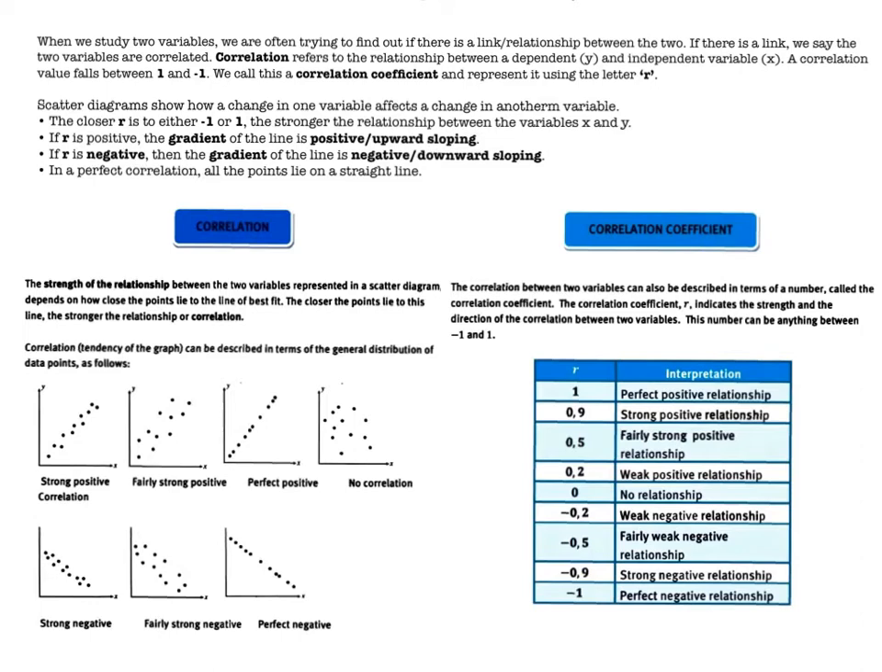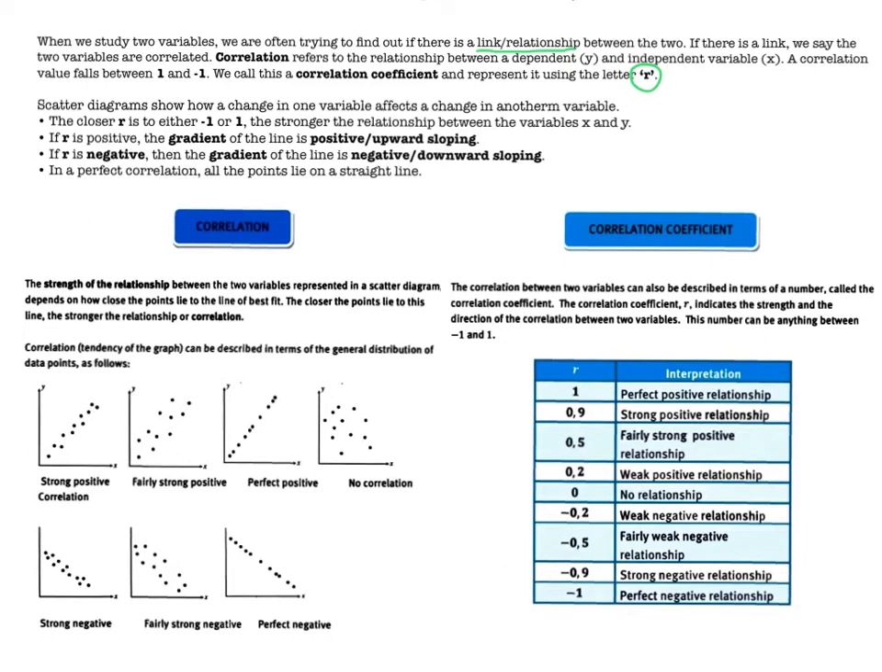When we study two variables, we're often trying to find out if there is a link or relationship between the two. If there is a link, then we would say the two variables are correlated. Correlation refers to the relationship between a dependent and independent variable. Correlation values fall between 1 and -1, and we call this the correlation coefficient, and it is represented using the letter R. Scatter diagrams show how a change in one variable affects a change in another variable.